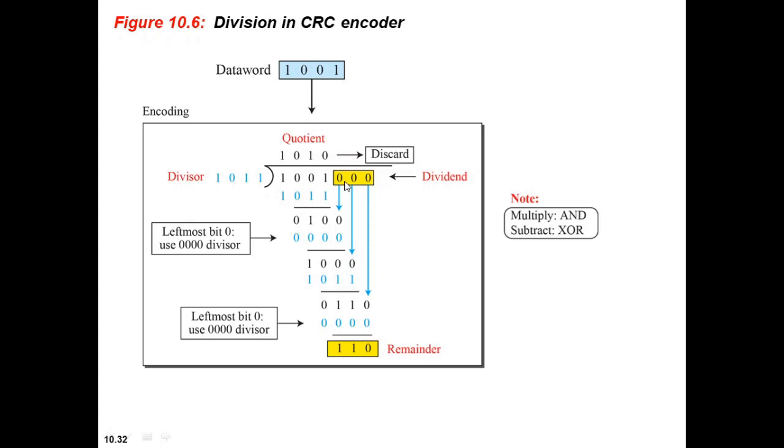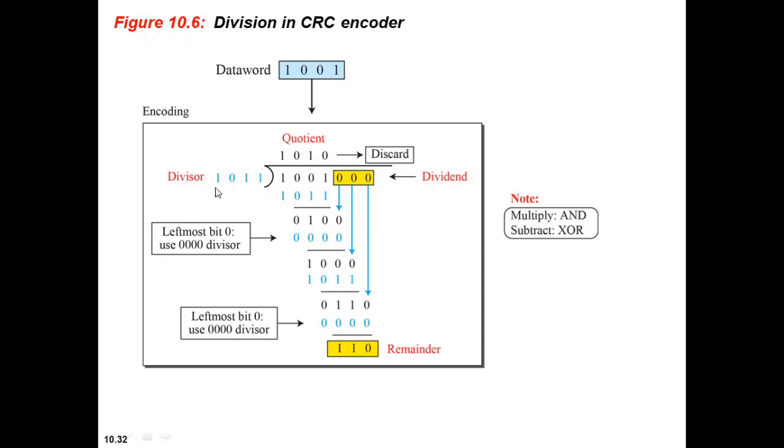How many zeros will you add? How many redundant bits are you going to add to your data? It depends upon the size of the divisor. If the divisor size is m, you will add m minus 1 zeros here. Since the size of the divisor is 4 here, 4 minus 1 is 3. So 3 zeros have been added to the data word. After adding it, this is the dividend. On this dividend only we are going to divide.